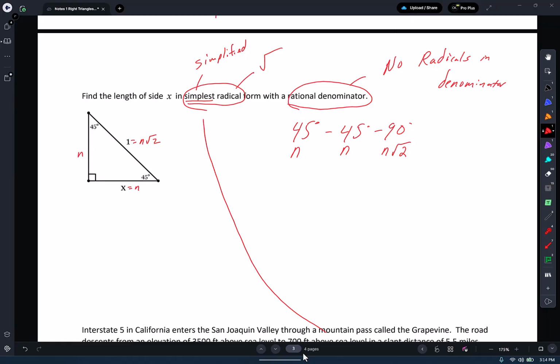Then the Pythagorean theorem says n squared plus n squared equals, and I don't know this side, so what letter should I use? I'll say m. So m squared. There are 2 of them here, so 2n squared equals m squared. If I want to get m by itself, I take the square root, so m equals the square root of 2n squared, and the square root of n squared is just n, so m equals n square root of 2.